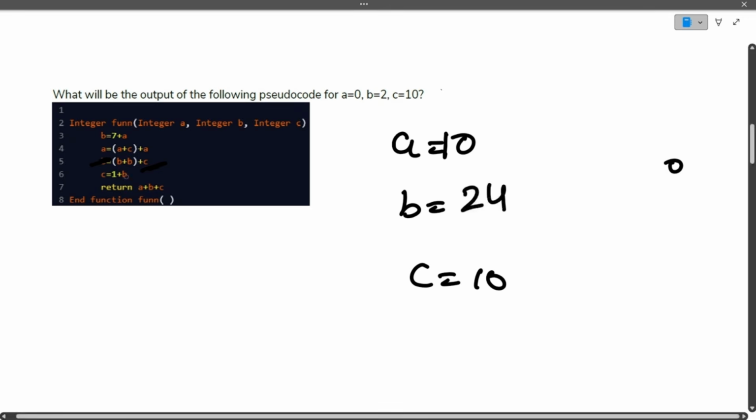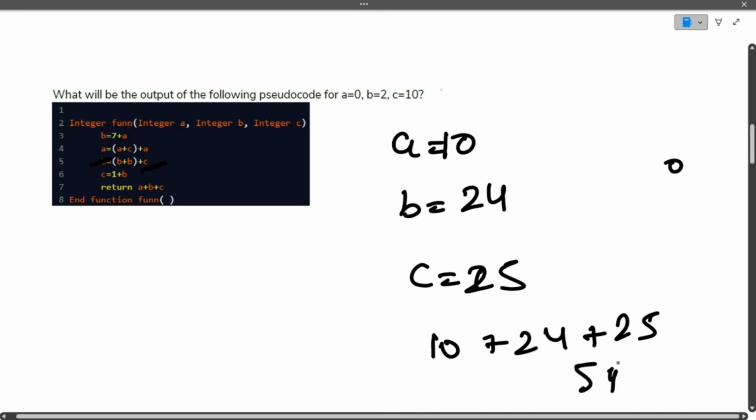Okay, next is C is equal to 1 plus B. So C is now becoming 1 plus 24, that is 25. Next is return A plus B plus C. So 10 plus 24 plus 25 is 59, and 59 is our output for this particular pseudocode. I hope now this pseudocode is clear to you. So now let's move towards the next pseudocode.